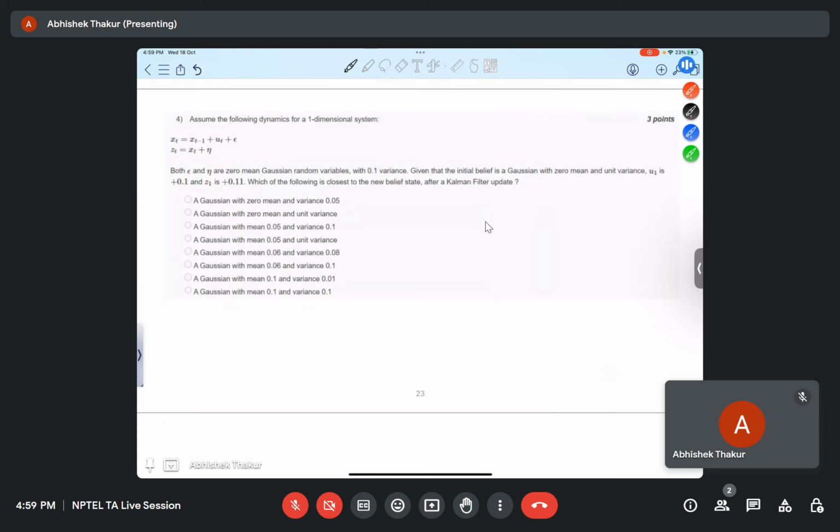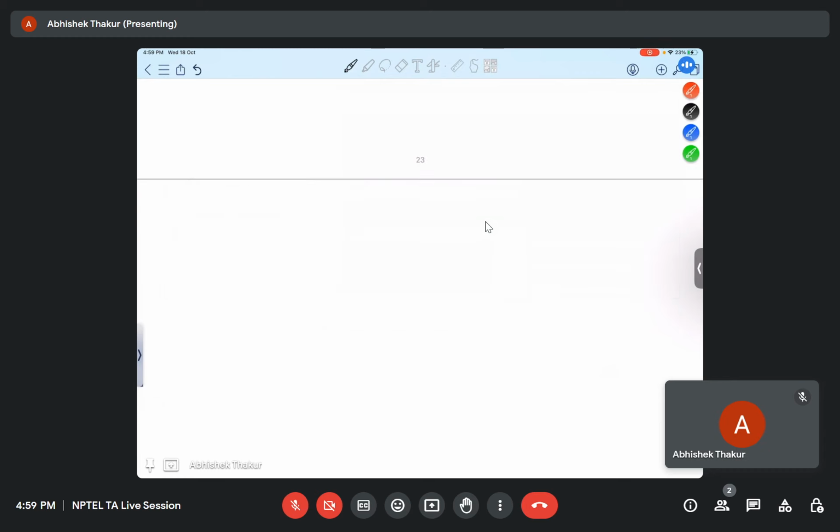So now we'll solve the last question for today's lecture. So first we will see the Kalman filter algorithm. The estimation xt is A x of t minus 1 plus Bt ut plus epsilon t. Measurement zt is equal to Ct xt plus eta. So you see the equations for the Kalman filter algorithm.